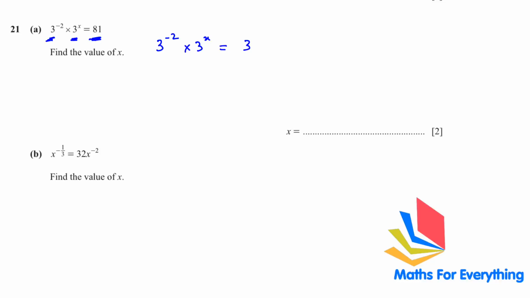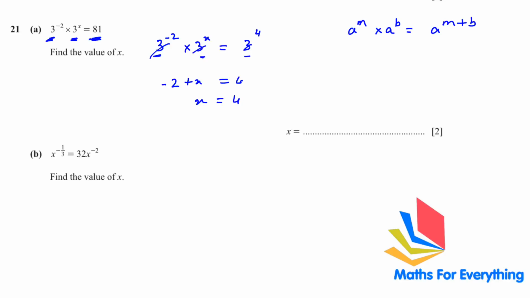Put it in the calculator and check, you will get 3 to the power of 4 is 81. Because the base is the same, 3 and 3 and 3, they get cancelled out, and you are left with negative 2 plus x is equal to 4. Why did we put plus x? Using the indices rule, if the base is the same and you are multiplying, it means you add the powers. So that's what we did.